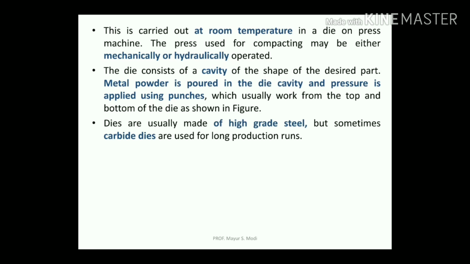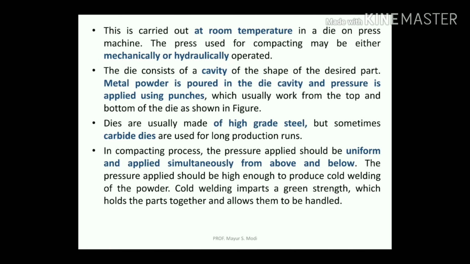Dies are usually made of high grade steel, but sometimes carbide dies are also used for long production runs. In the compacting process, the pressure applied should be uniform and applied simultaneously from above and below. The pressure applied should be high enough to produce the cold welding of the powders. Cold welding imparts a green strength which holds the part together and allows it to be handled.